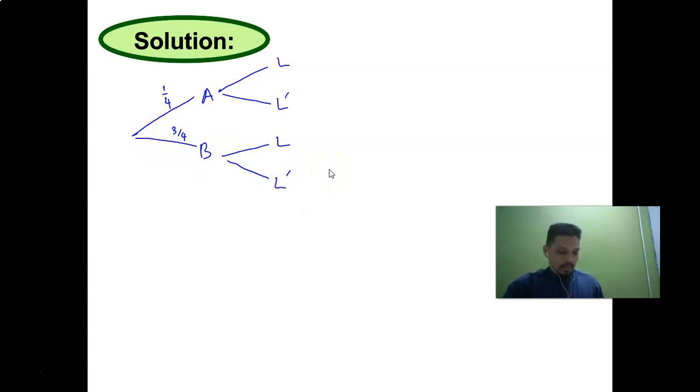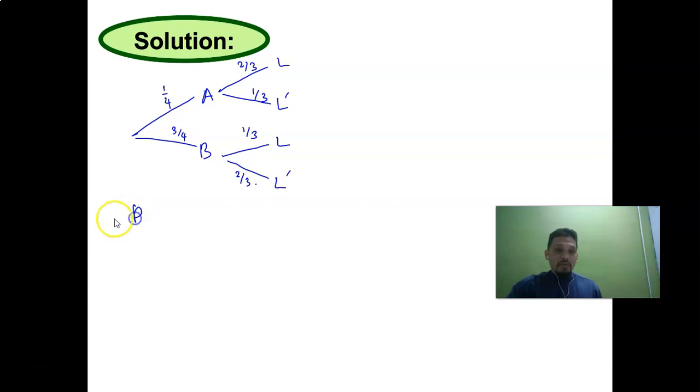The probability that he is late for work if he chooses route A is 2/3. So the other one here is 1/3. So 2/3 plus 1/3 equal to 3/3, or equal to 1. And the probability that he is late for work if he chooses route B is 1/3. So here is 2/3.